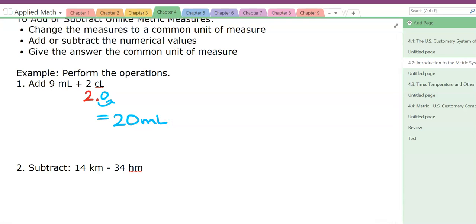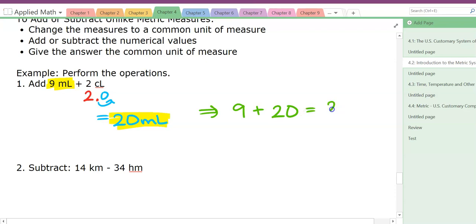So now I have 9 milliliters and 20 milliliters. So I'm going to add those two together now. So 9 plus 20, which would give me 29 milliliters.